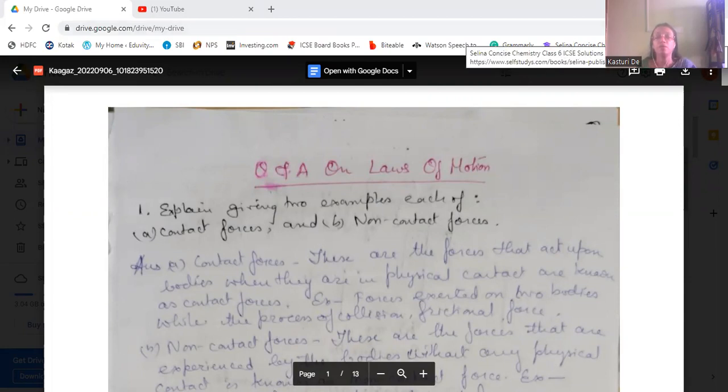This is the chapter of laws of motion according to the ICSE syllabus, class 9.